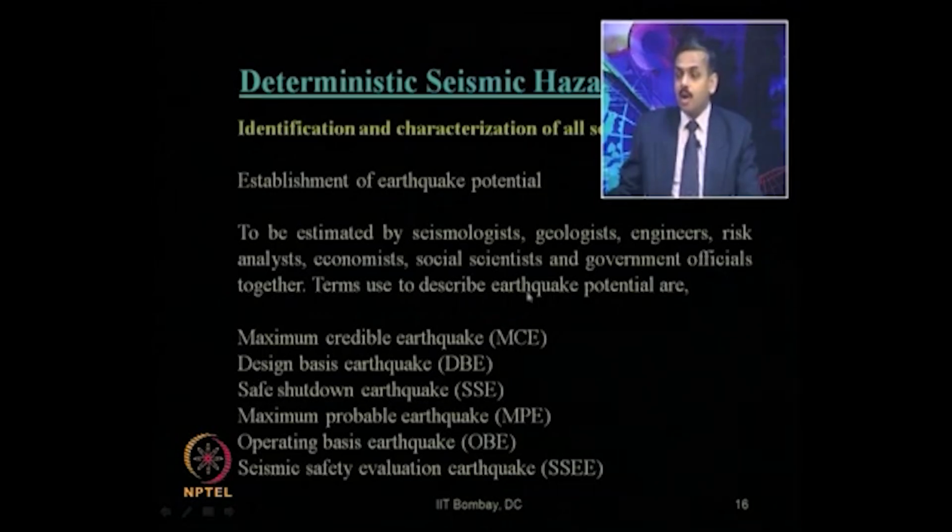Why? Because of course, the seismologists, geologists and engineers will give the technical values. Now, the risk analyst will check whether those values are really admissible or feasible for that particular site. Suppose engineers and seismologists gave some value of earthquake potential at a particular location where there are no inhabitants, where no mankind is staying, then what is the risk involved? You understood the point? That is why the role of a risk analyst also comes into the picture.